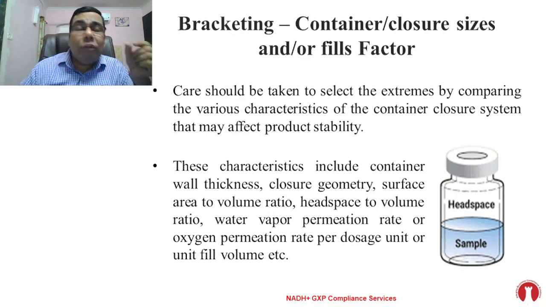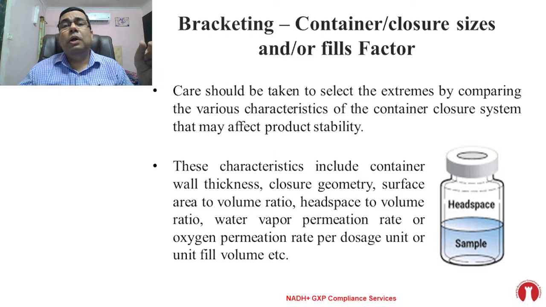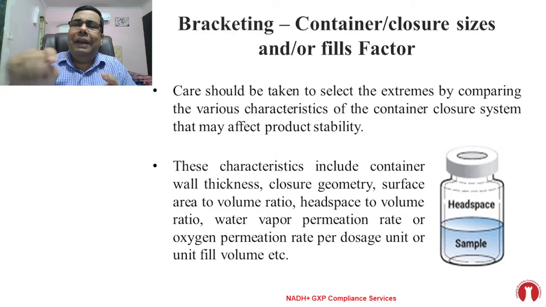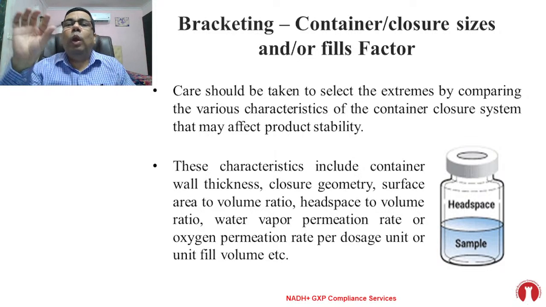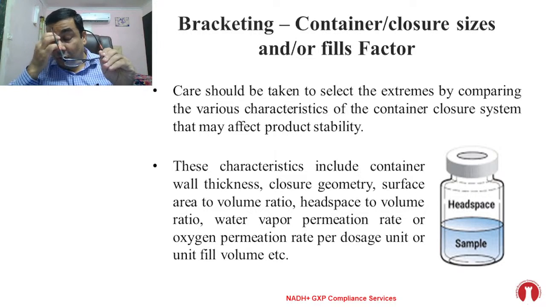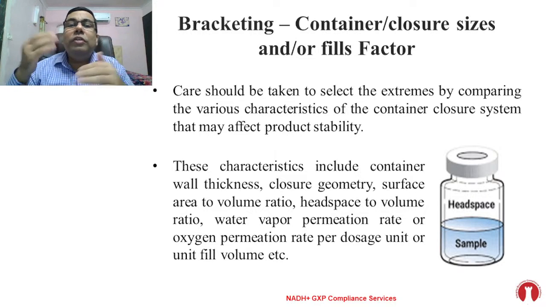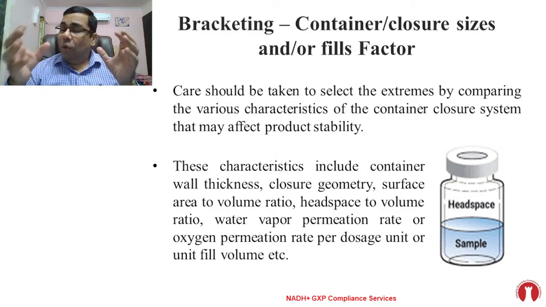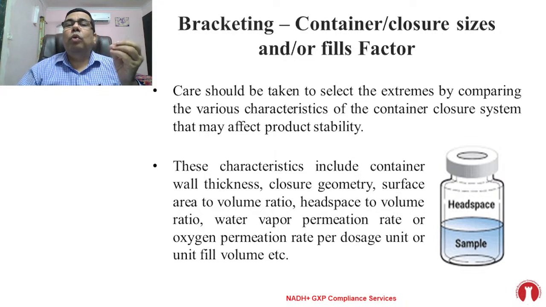So you need to consider the wall thickness of the container. The wall thickness of the minimum and maximum size should be the same. Closure geometry should be the same. Surface area to volume ratio, as the diagram is presenting. Headspace should be similar, headspace to volume ratio. Then water vapor permeation rate, so how much water vapor is permeated, that rate. Oxygen permeation rate per dosage unit or unit fill volume. So you have to evaluate these parameters when you plan to make a bracketing approach.